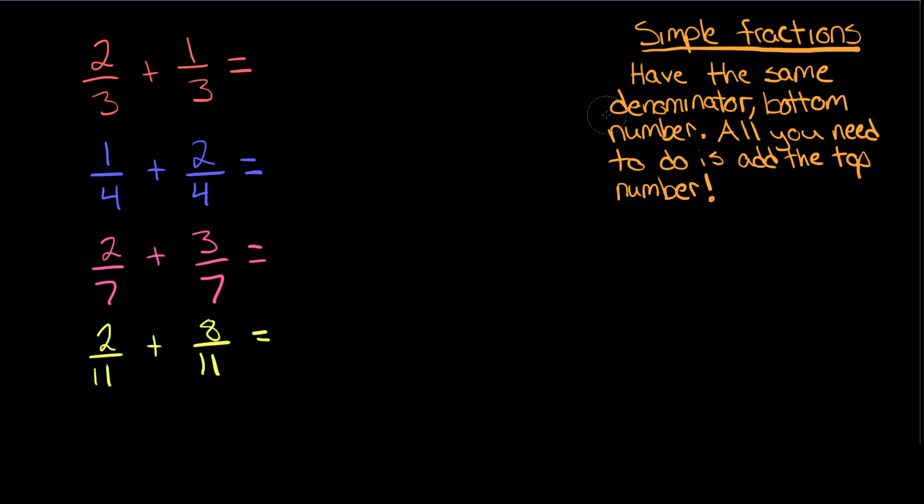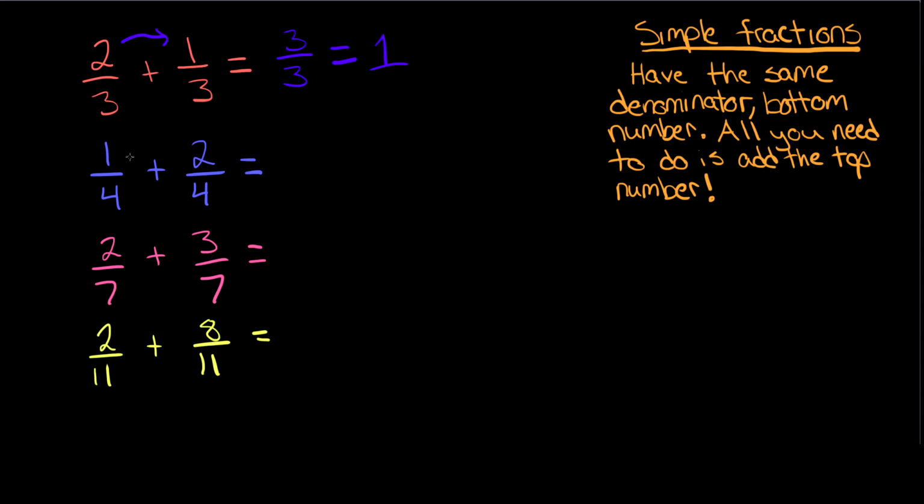Pretty nice and easy. So for our very first one we have 2 over 3 plus 1 over 3, and what our end result will be when we just add the top numbers together, we will get 3 over 3. And you must simplify that. What is another way of thinking of 3 over 3? It's a whole. So 3 divided by 3 is 1 whole, or the number 1.